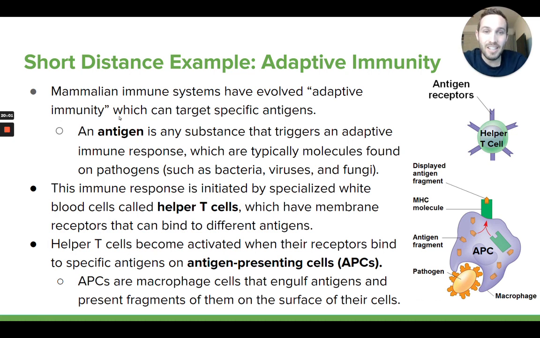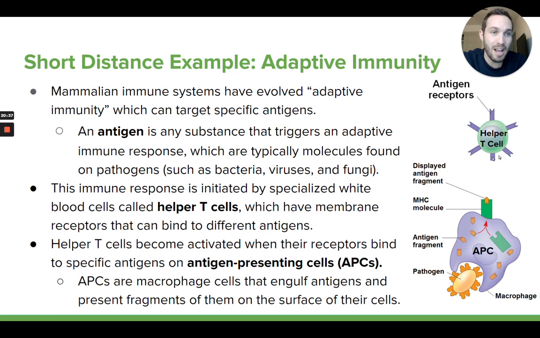And so a lot of times these antigens come from pathogens, these invaders like bacteria, viruses, and fungus that aren't supposed to be in your body. And what happens is you have these specialized white blood cells called helper T cells. The helper T cells are a certain type of white blood cell that you have in your body, and they have these receptors for antigens. So they have these special protein receptors that have a specific shape that can bind to specific antigens. And in your body, you're making millions of different types of helper T cells. So you have all these different helper T cells with unique and slightly different antigen receptors.